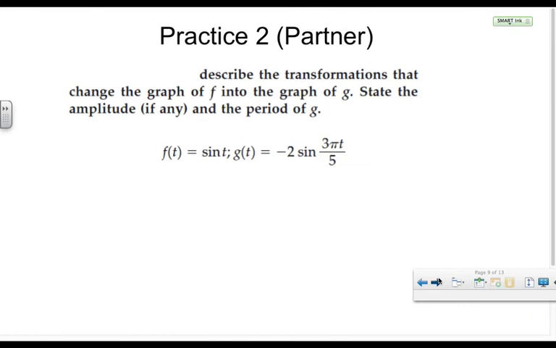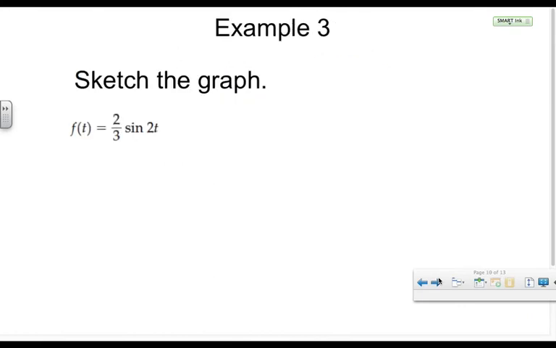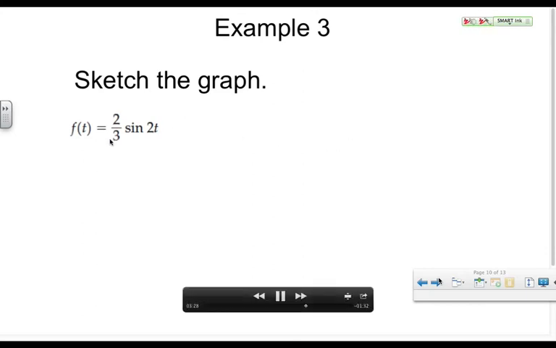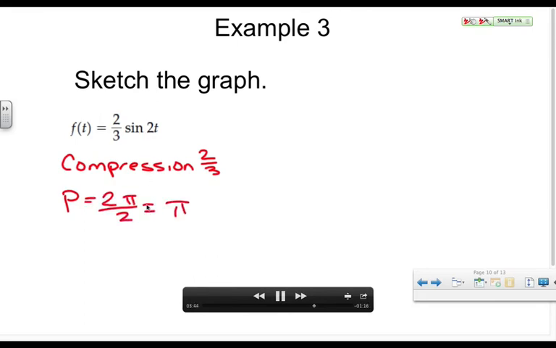I think there's an example 3 on here. Example 3, sketch the graph. When we sketch the graph, we need to look at what the amplitude is and what the period is. The amplitude is 2/3, so the graph is not going to go up past 2/3 or down past negative 2/3. This tells us what the period is, which is how we'll know how far to go. The period is 2 pi over 2, so the period is pi. So we're going to do an entire cycle in pi.